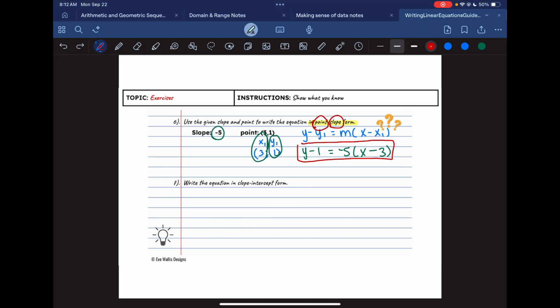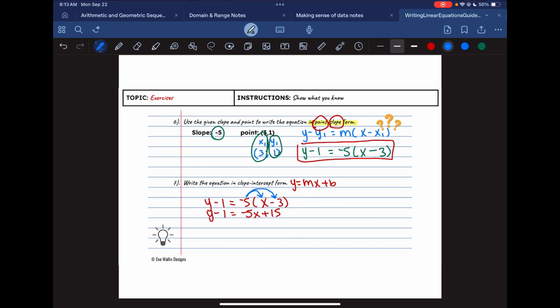Now down here, number 7, they want me to write the equation in slope-intercept form. Slope-intercept form is y equals mx plus b. In order for me to do that, I have to use the distributive property. So I have my equation in point-slope form, which is y minus 1 equals -5 times x minus 3. I'm going to distribute this -5 to everything inside the parentheses. And then my equation becomes -5 times x, which is -5x, and then -5 times -3, which is +15. And then I drag the left side down, y minus 1.